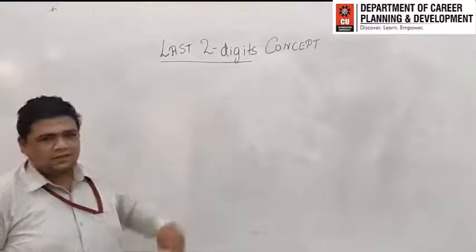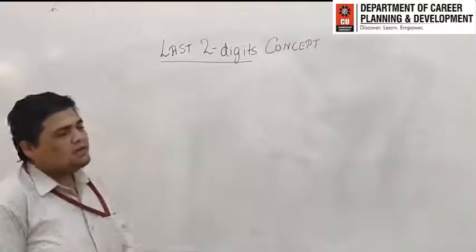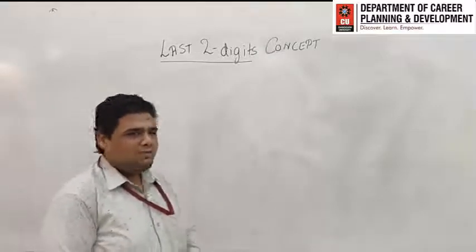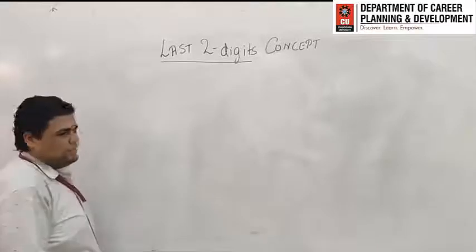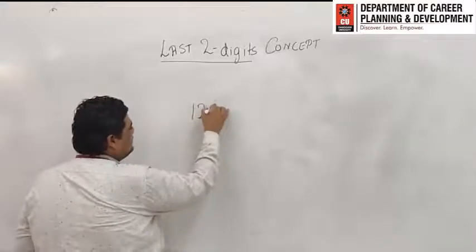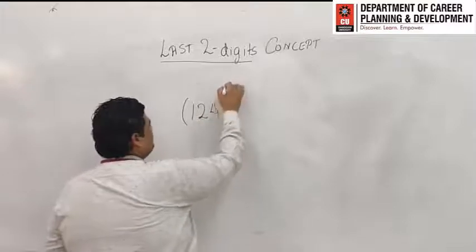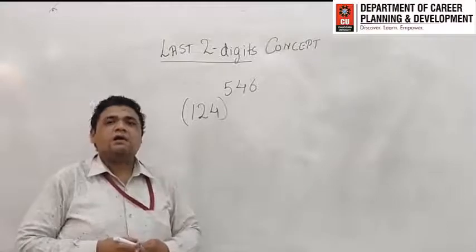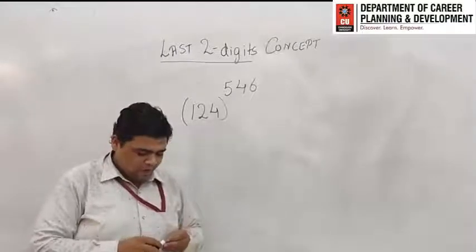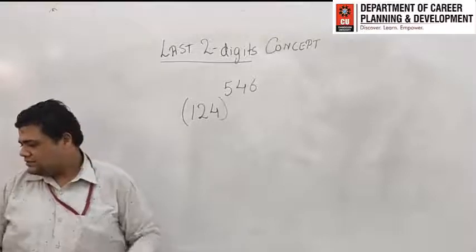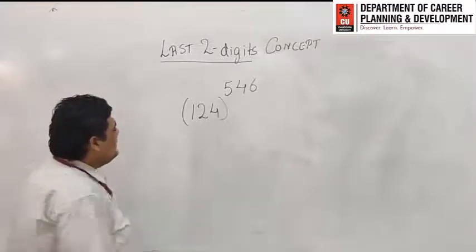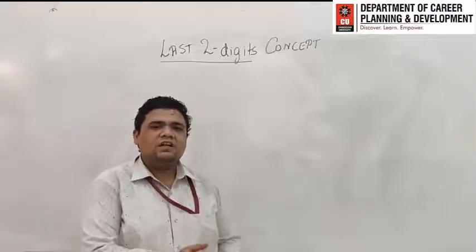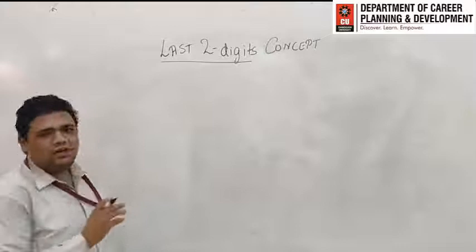So let's move to the next concept, which is how to find the last 2 digits of any higher power number. Let us see, the number given to us is 124 raised to the power 546. In this, we can simply find the unit place, but how to find the tens place? Okay, let's see the concept, how to solve it. In this concept also, the value will depend on the number at the unit place.